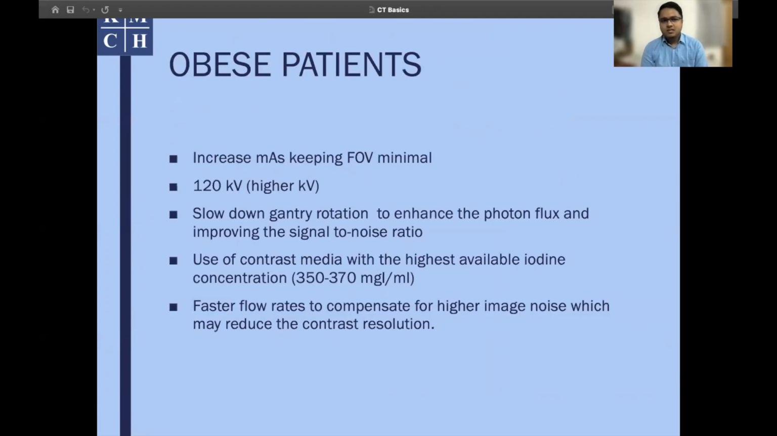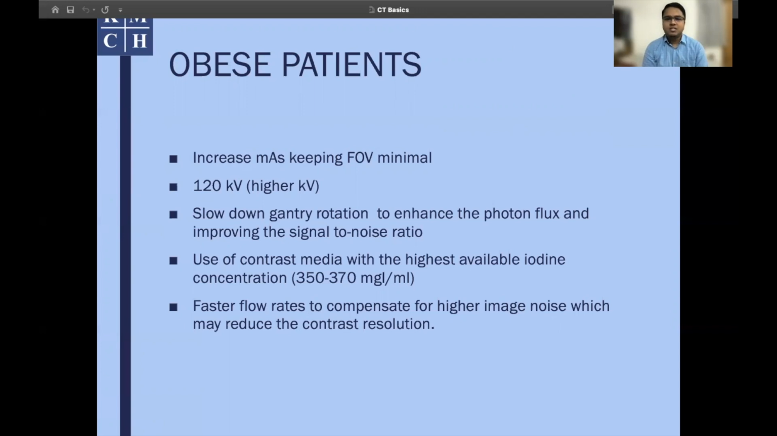Coming to obese patients, obese patients are always a problem in CT coronary angiography. In these patients, what you can do is increase the mAs, keeping the FOV as small as possible. Use a higher kV, 120 or higher. Slow down the gantry rotation time so that the photon flux and the energy of the X-rays are more. This results in a higher signal to noise ratio.